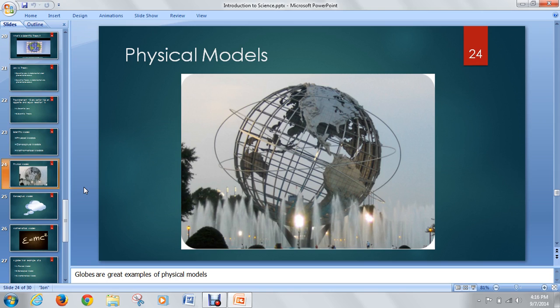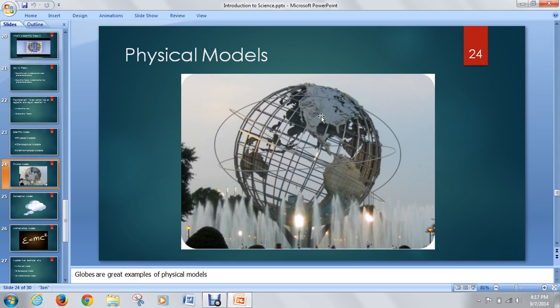Okay, a globe is a physical model. We can break down the globe into simple parts, right? Most of the information we want to know is where's the land and where are the mountains. Sometimes it has like political boundaries on there and country boundaries, right?